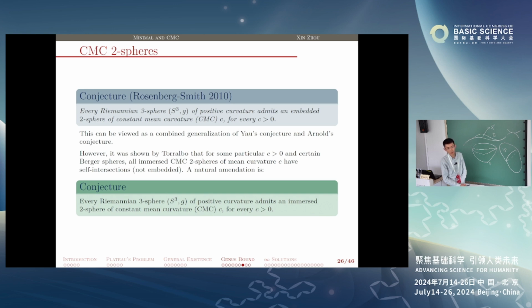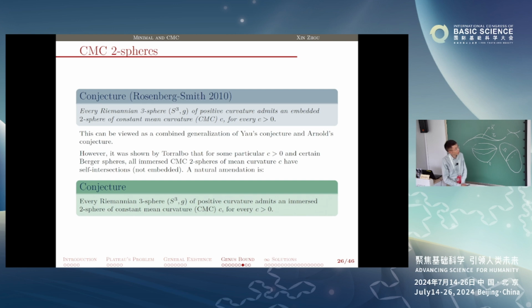I explained both to you. Arnold concerns closed curves of constant geodesic curvature, and Yau's conjecture concerns S2 with zero mean curvature. And this is a combined generalization of that.